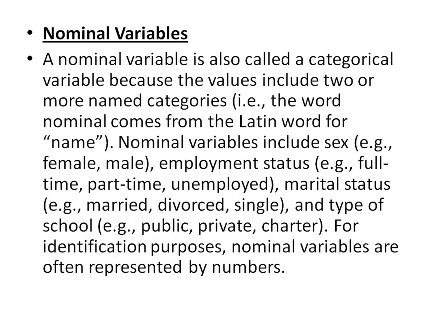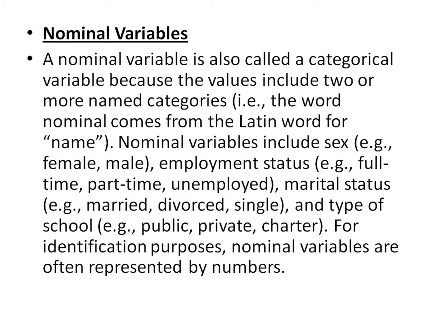So now move on towards some types of variables. The very first type is nominal variable. So what are nominal variables? A nominal variable is also called a categorical variable because the values include two or more named categories. So in these types of variables, we name the categories, we make the categories.